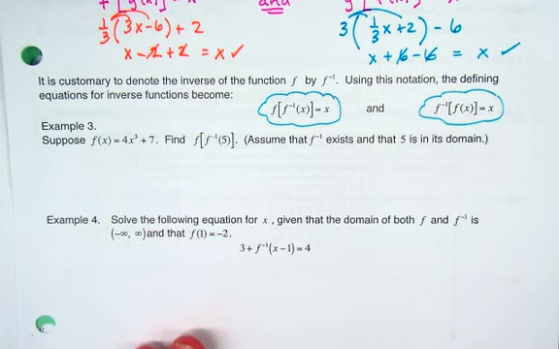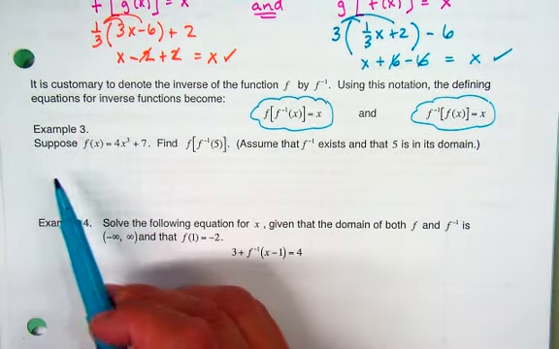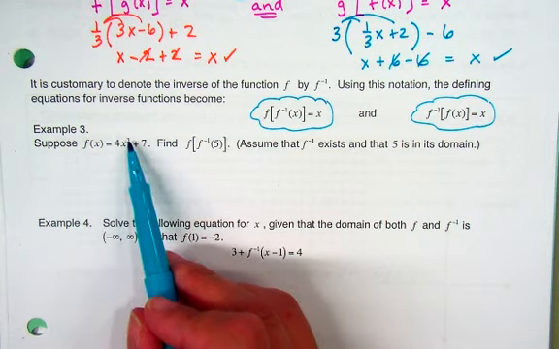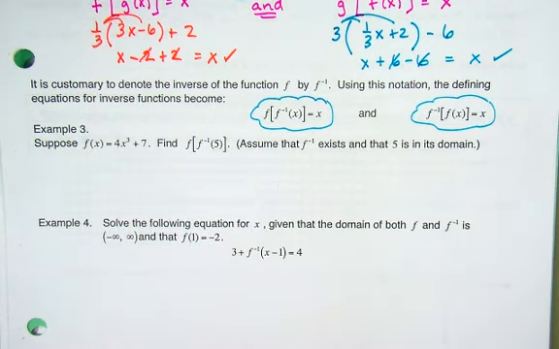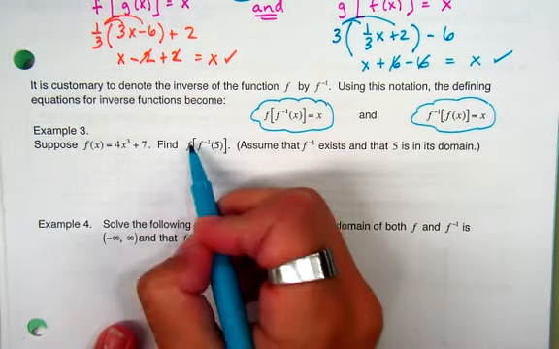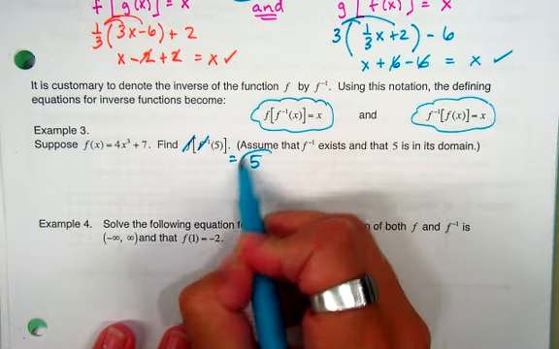And there we go. Okay, good. So example 3. Suppose that f of x equals 4x cubed plus 7. Find f of f inverse of 5. Go. Try it. It is just 5! Yay! She's right. Cancel. My answer is just 5.